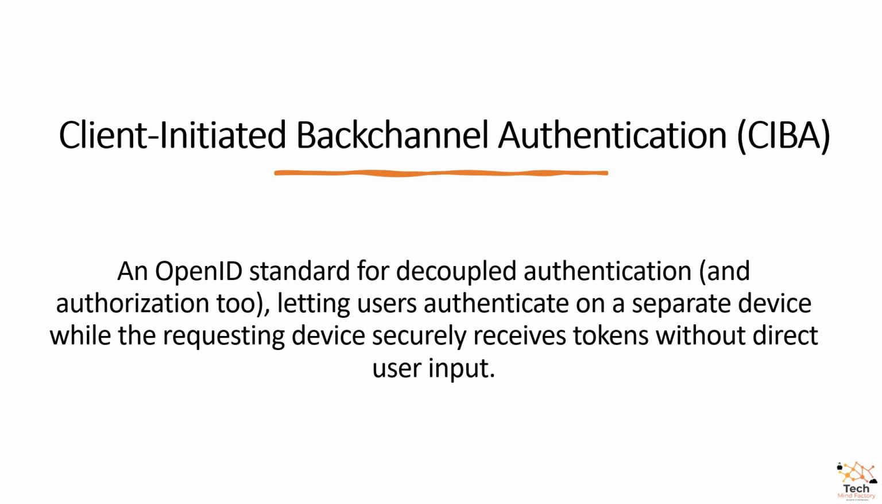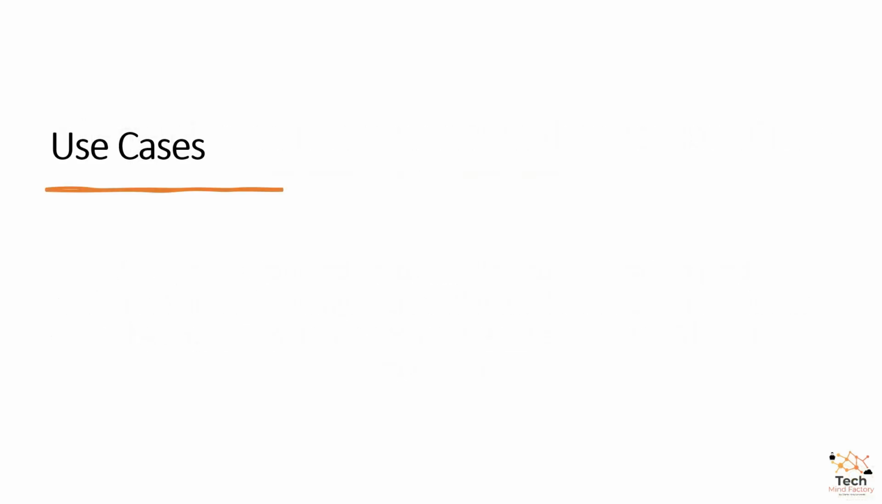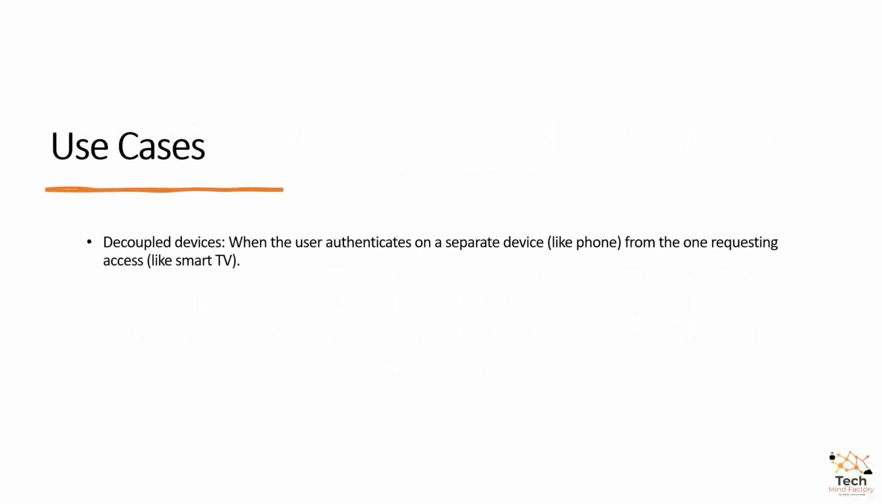But on the other side, there will be users with their phones and they would like to approve or reject those authentication and authorization requests. Okay, so to move forward, let's discuss some use cases here. CIBA can be really helpful when it comes to decoupled devices.